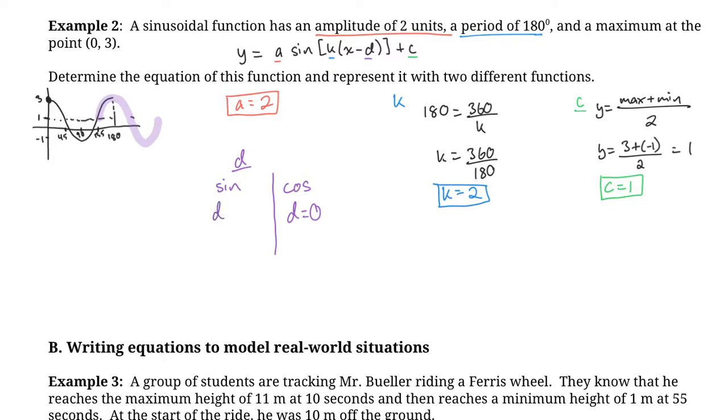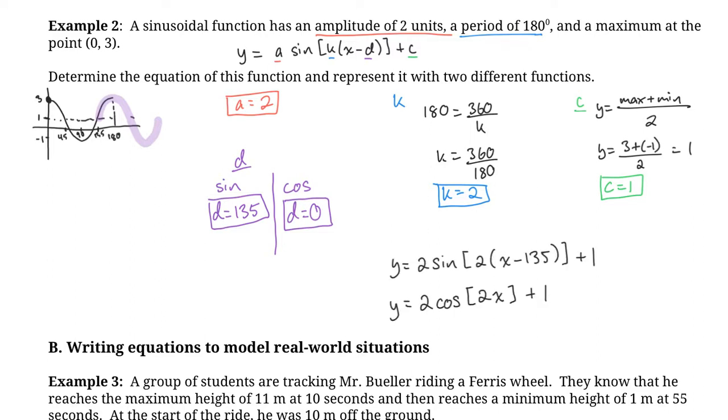So the value of D is 135. But again, you can have different options if you choose to make your cycle start somewhere else. So using all this information, I want you to pause the video and create 2 different equations to represent this function. So here are the 2 equations that I came up with, and you should have the same unless you chose a different value for D.